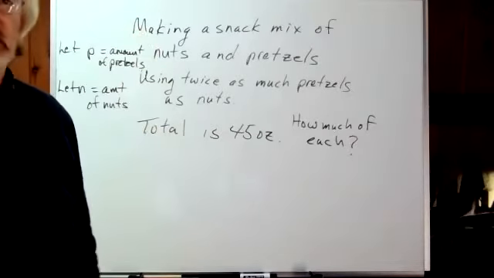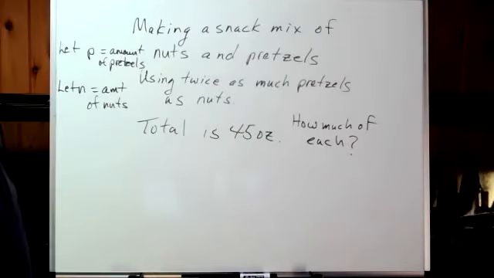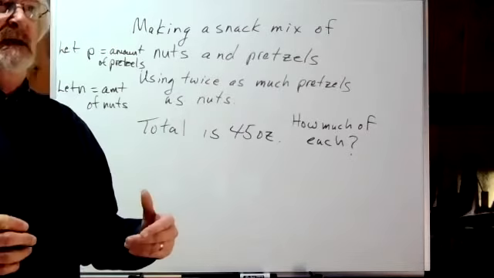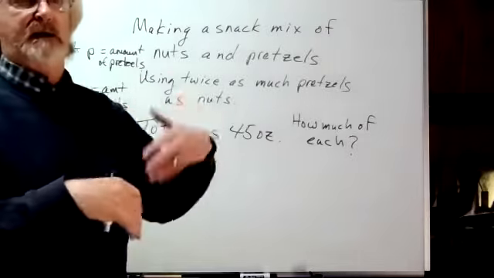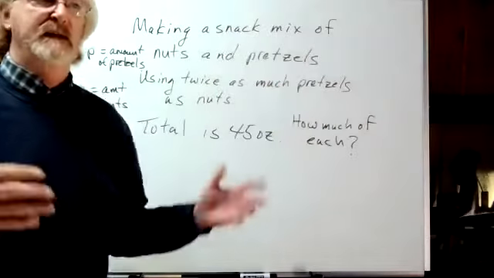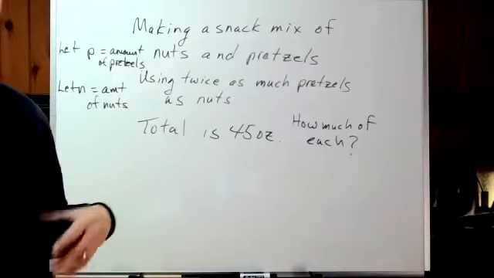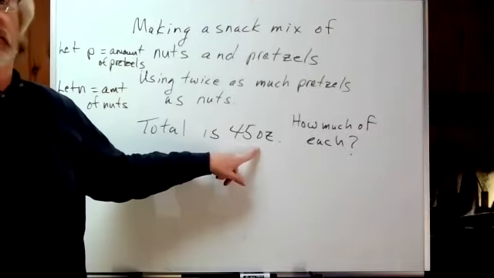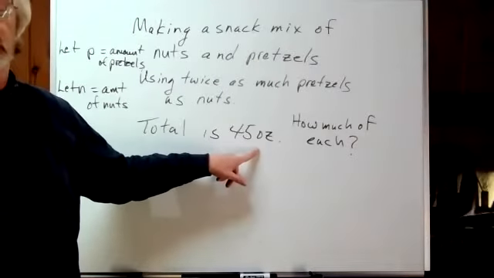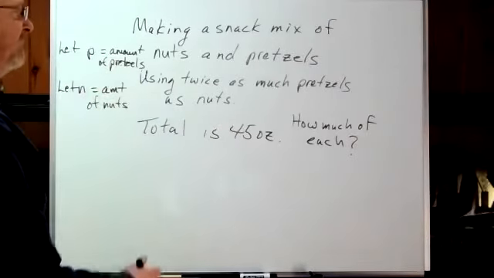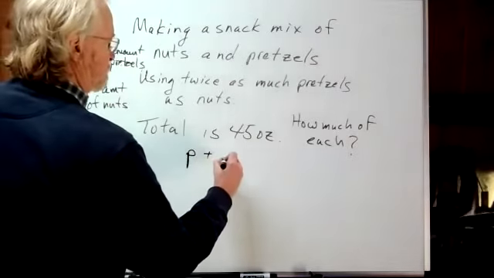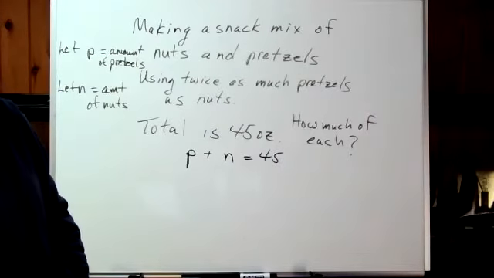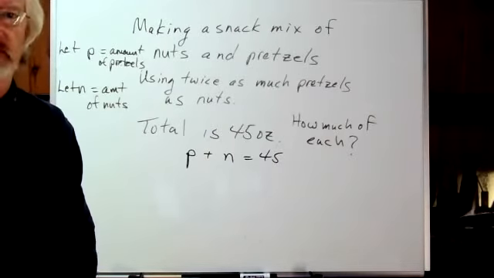So I want to get two equations out of this problem. This is not an unusual form. I've got two different kinds of things. On the one hand, if I just combine them, I get a quantity total. So if I know the total is 45 ounces, there's your first equation: my quantity of pretzels plus my quantity of nuts has to equal that 45. There's your basic, one half of all these kind of mixture problems.